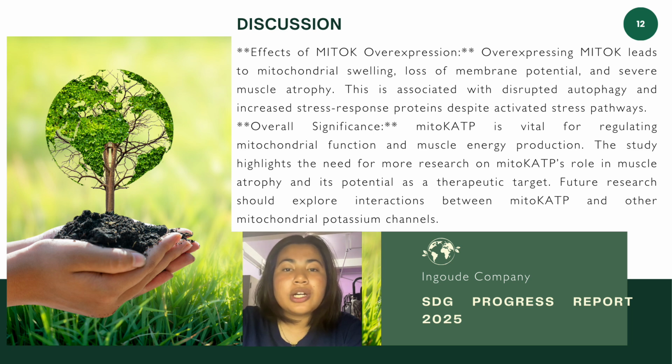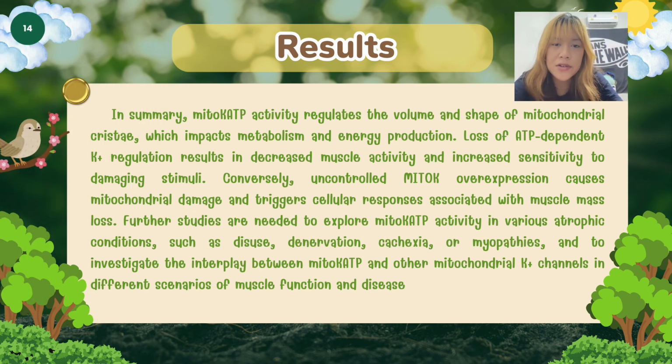therapeutic target. Future research should explore interactions between mitochondrial KATP and other mitochondrial potassium channels. The summary: mitochondrial KATP activity regulates the volume and shape of mitochondrial cristae, which impacts metabolism and energy production. Loss of ATP-dependent potassium ion regulation results in decreased muscle activity and increased sensitivity to damaging stimuli. Conversely, uncontrolled mitochondrial overexpression causes mitochondrial damage and triggers cellular responses associated with muscle mass loss.